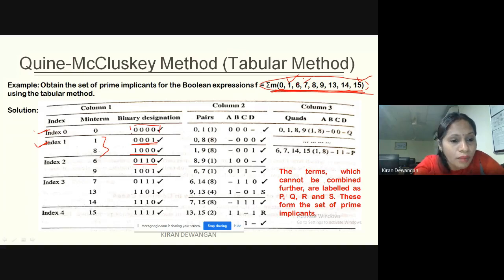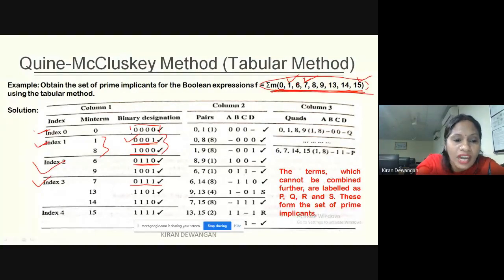So that will not come in index 1. Index 1 will have only those min terms which will have only a single 1. Clear? Only one 1 will be there. Are you getting my point? Index 1 will have only those min terms which have a single 1 present in the binary designation. Clear? So 6 is having 2 ones, that will come under index 2. If you talk about 7, 7 is 0, 1, 1, 1, so that will come under index 3.